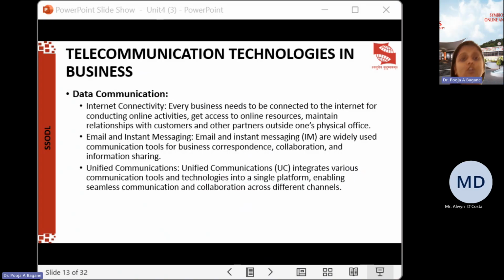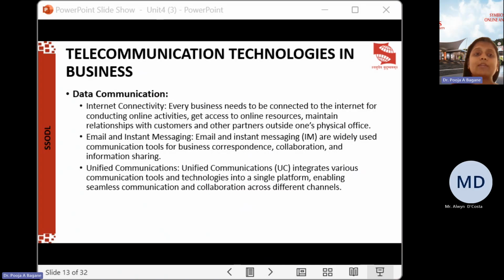So voice and video conferencing. Unified communication platforms offer voice and video conferencing capabilities for remote meetings, presentations, and virtual collaboration sessions. Then presence and availability. The unified communication system provides presence indicators that show the availability and status of users. It allows colleagues to see if someone is available for communication.